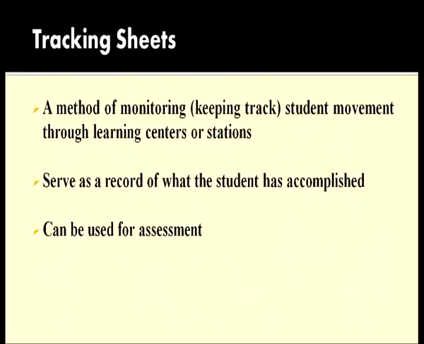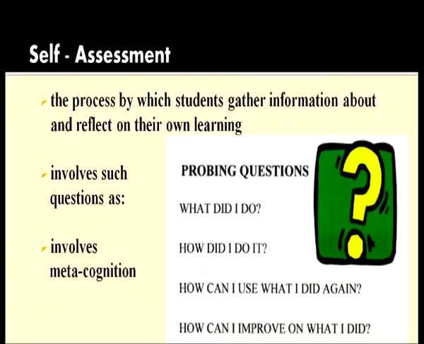First one is tracking sheets, which is a method of monitoring or keeping track of student movement through learning centers or stations. Tracking sheets serve as a record of what the student has accomplished. Tracking sheets can be used for assessment as well. Then comes self-assessment, the process by which students gather information about and reflect on their own learning. It involves questions such as, what did I do? How did I do it? How can I use what I did again? How can I improve on what I did?